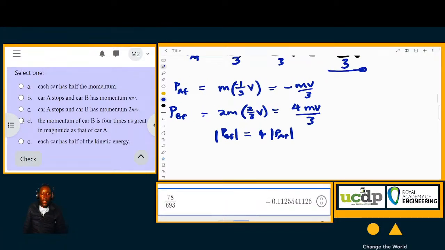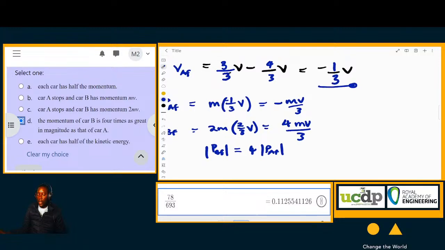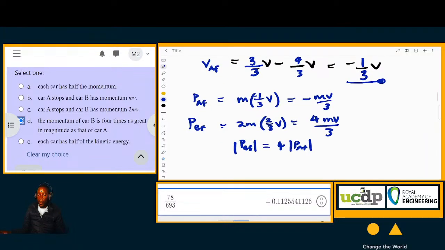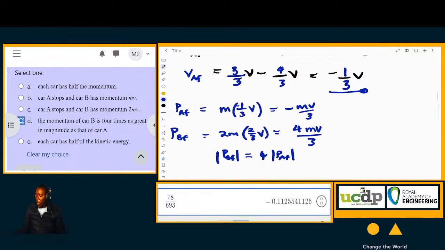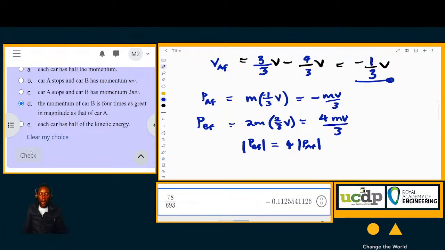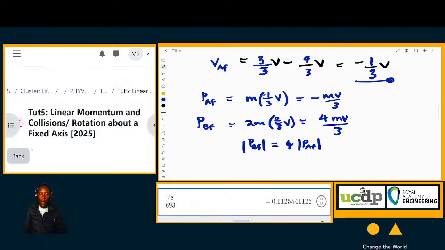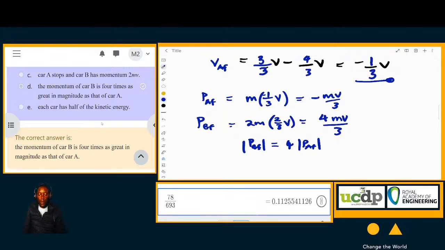So that's how D is correct. And each car has half the kinetic energy? The kinetic energy initially is 0, so that doesn't apply to B. And as well, half mv squared for the first one will not give us half of the kinetic energy there when V reduces to 1/3. So that expression is out. So D is our correct answer. Okay, so it's 4 times.